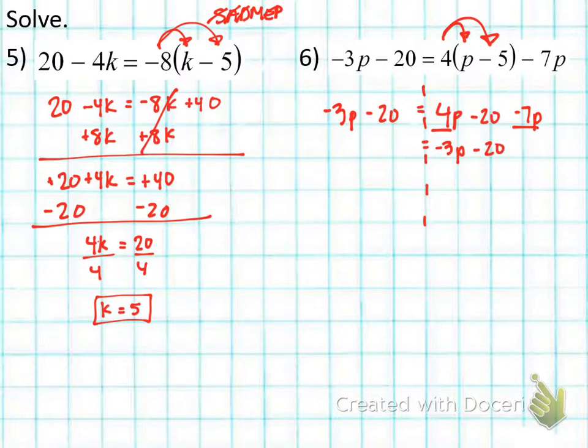Left-hand side, we still have negative 3p minus 20. Are my p's together still? Okay, what's the opposite of doing negative 3p? I want to move this negative 3p to the opposite side, right? Because I always like putting my variables on the left. What's the opposite of negative 3p? Positive 3p, right?